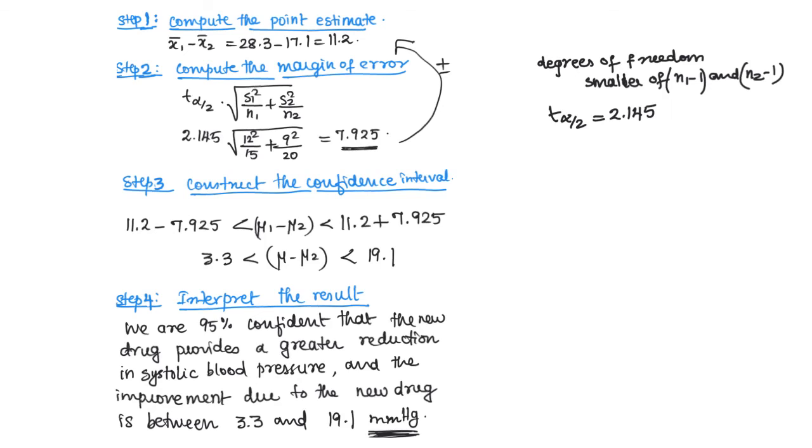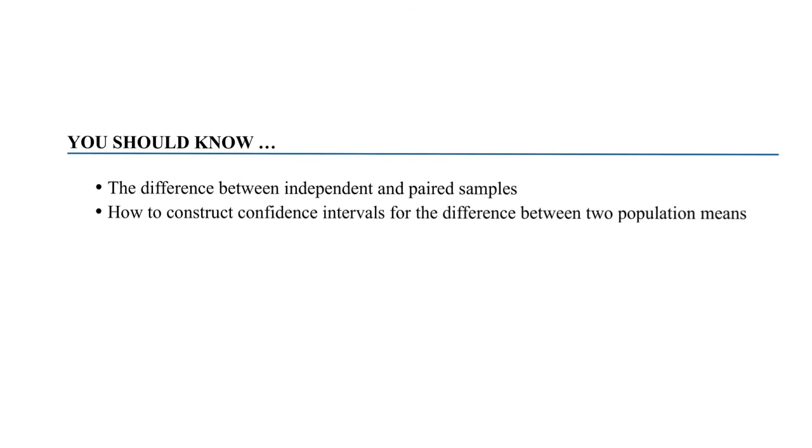Now we can interpret the result. We are 95% confident that the new drug provides a greater reduction in systolic blood pressure, and the improvement due to the new drug is between 3.3 and 19.1 millimeters of mercury. In this section, you learned the difference between independent and paired samples and how to construct the confidence interval for the difference between two population means.